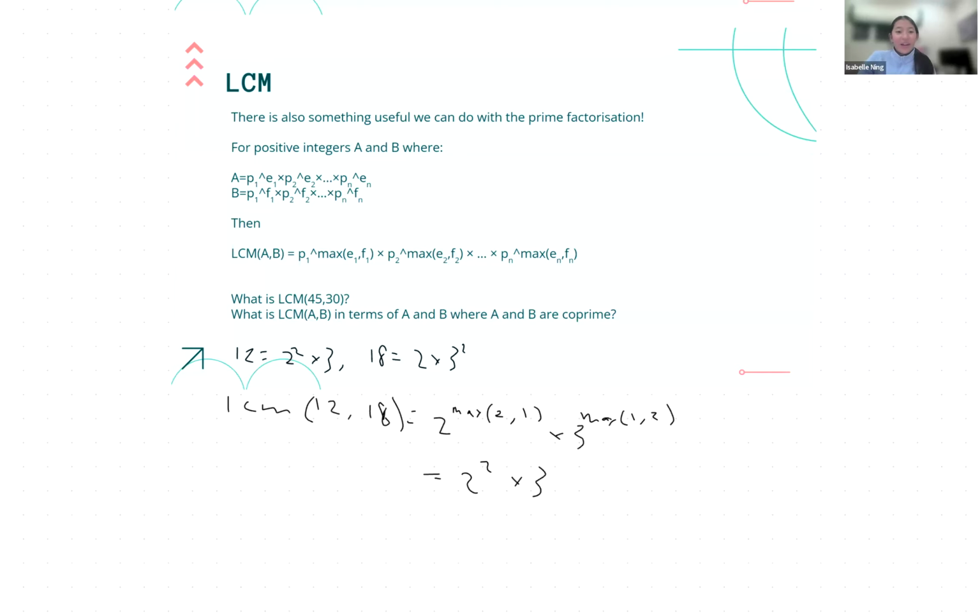Yay. Okay, I'll give you guys maybe 2 minutes to try these two questions: the lowest common multiple of 45 and 30, and of A and B when A and B are co-prime.